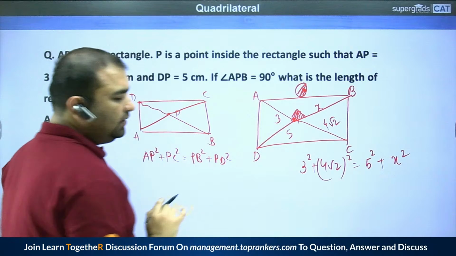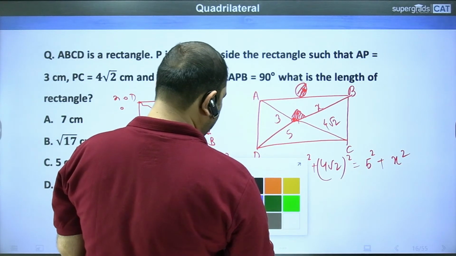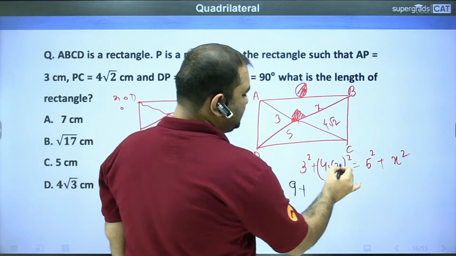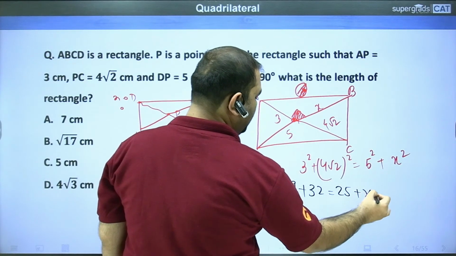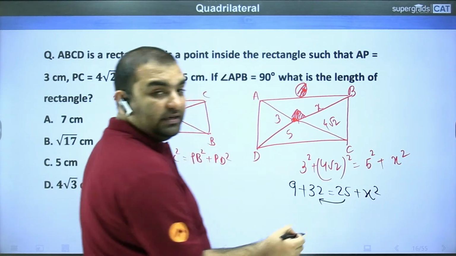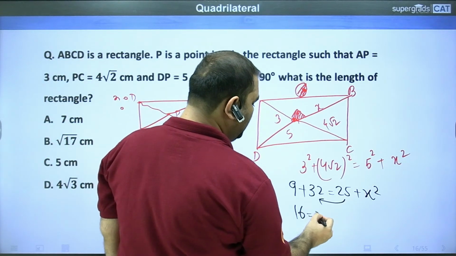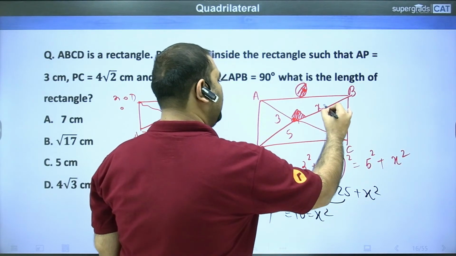Okay? That length we will directly find later. So what is it coming out? 9 plus 16 times 2 is 32, equals 25 plus x square. Send 25 to the left hand side. 7 plus 9, 16 is equal to x square. So basically x is equal to 4. This 4 has come.